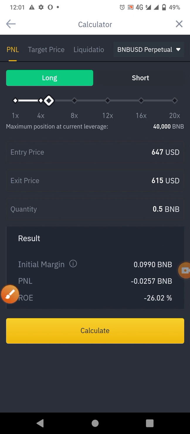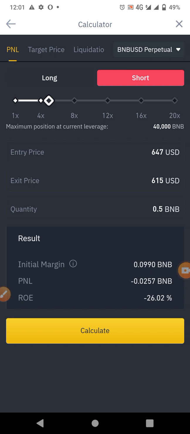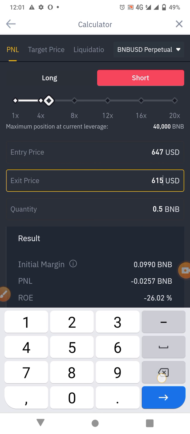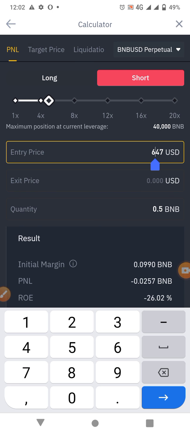Please, all these things, they are technical, but they are not hard to learn. Now let me go for the short. Now this short means I believe BNB will continue falling. The entry price is the price at which you meet the market. The exit price is the price at which you left the market. That is, you are done with your trade. Now the quantity is the amount of BNB you trade, depending on your leverage and your investments.